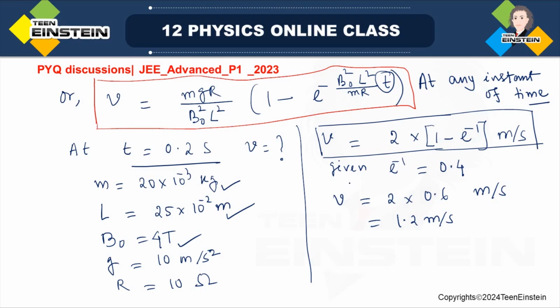And in the problem you have been given e to the power minus 1 is equal to 0.4. So 2 into, if you put 0.4 here, you will get 1 minus 0.4 means 0.6. So you will get the velocity at time 0.2 second. Okay, so this is the velocity at 0.2 second. So we have got the velocity.